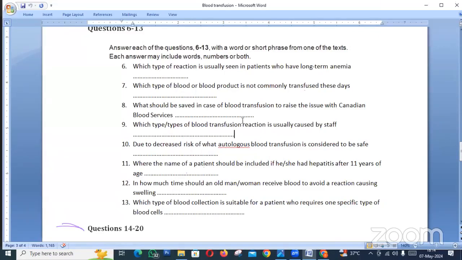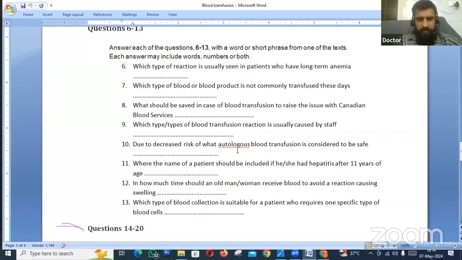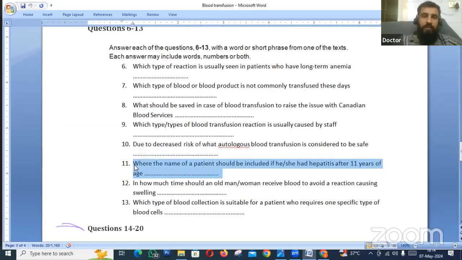Maybe 10, sir. 10, because of 10: due to degree risk of what? Yes, there were reactions, if you remember the answer to this question. Blood transfusion needs to be safe, okay? Reaction due to degree risk of reactions. Okay, so we will start from question number 11.